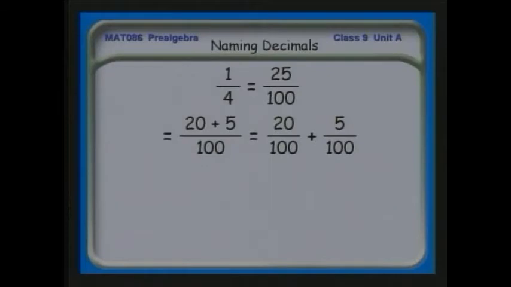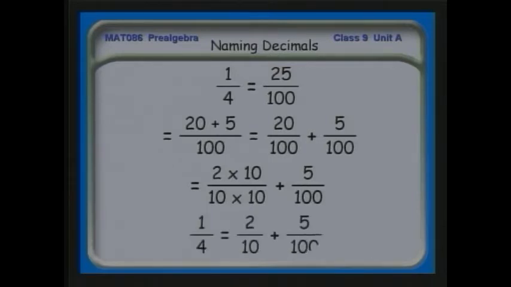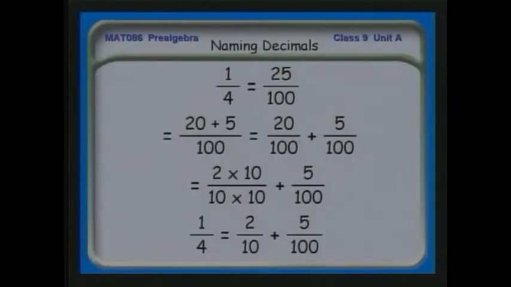Now when I've done this, I see I have 20 over 100 for the first term. I notice that there's a common factor of 10 in that first term. If I have a 10 over 10, that's equal to 1. So I can express 1/4 as 2 over 10 plus 5 over 100. Remember that A, B, and C sequence where I have A over 10, B over 100, and so forth? So matching this to that sequence tells me that my A would be 2 and my B would be 5.